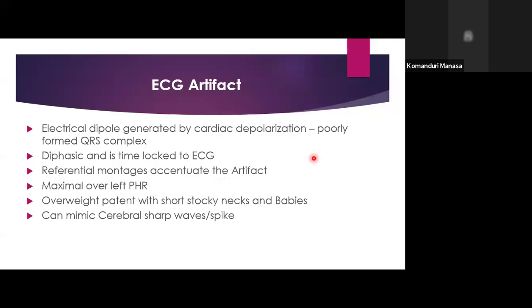ECG artifact is an electrical dipole generated because of cardiac depolarization. This forms poorly formed QRS complexes seen over the EEG. They are diphasic, rhythmic, and time locked with the ECG. These are more prominent when we use referential montages, particularly an ipsilateral ear montage, maximal over the left posterior head region, and commonly seen in short-necked individuals and babies, and can mimic cerebral sharp waves or spikes.